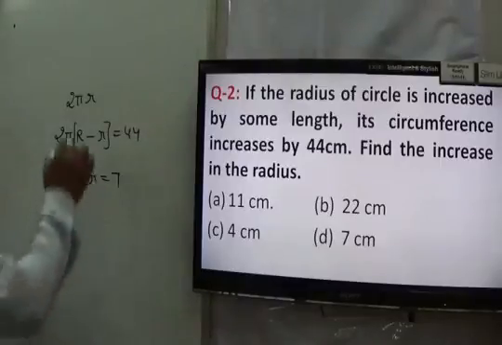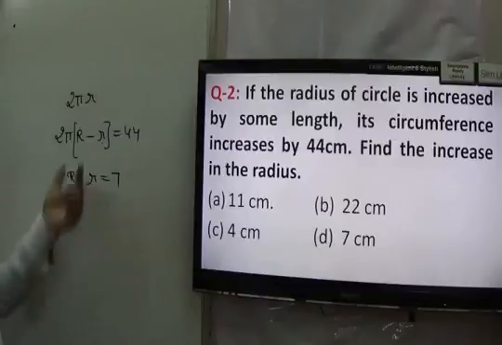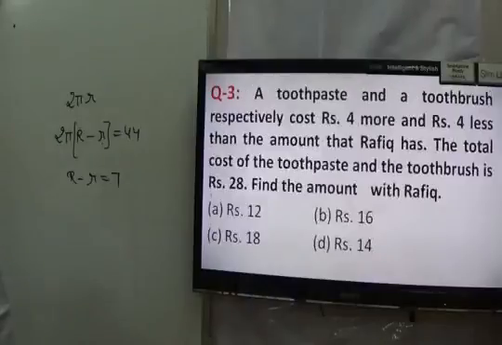What I have assumed here is that small r is my original radius and the capital R is after increase. So I will take it as 2 pi R minus 2 pi r is equal to 44. I am able to get my answer.